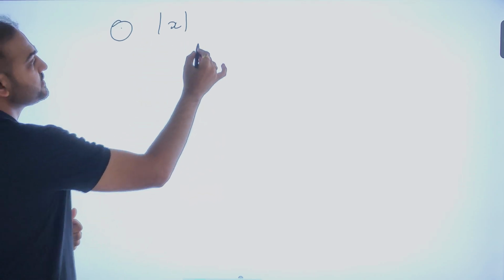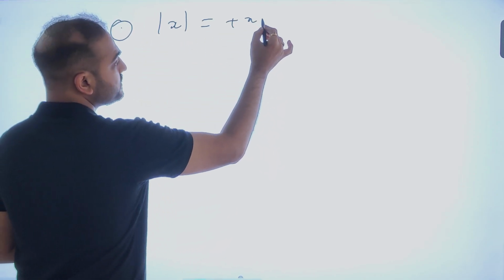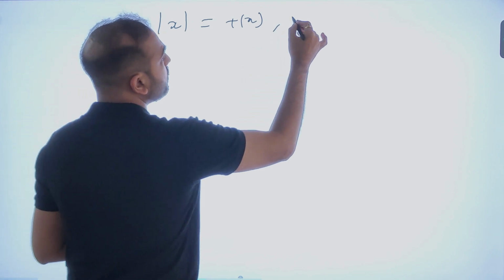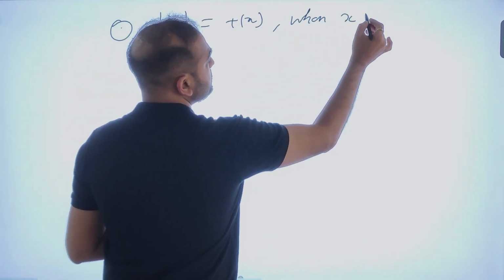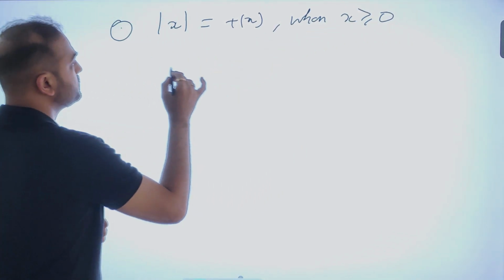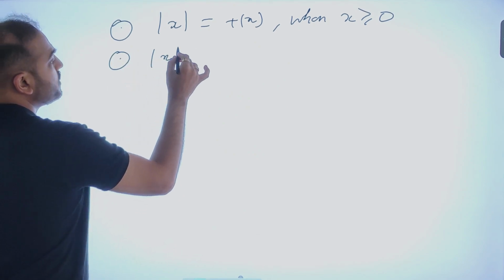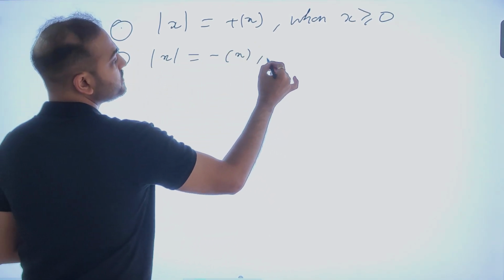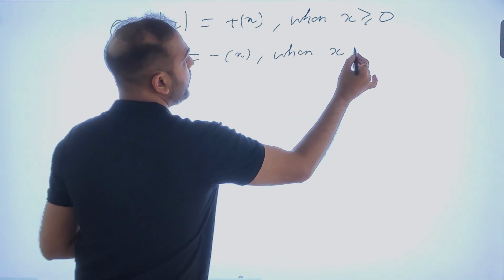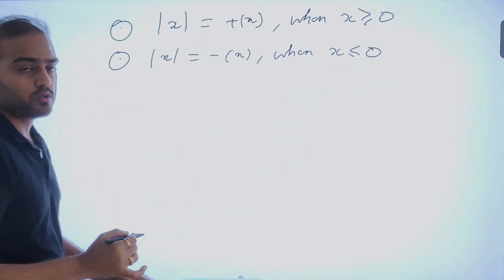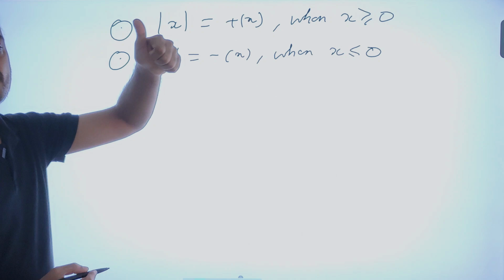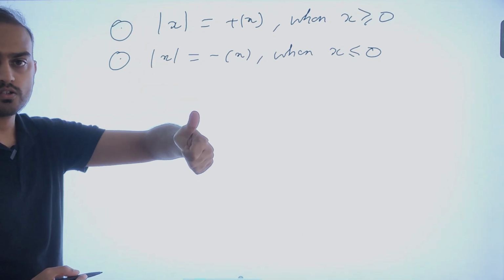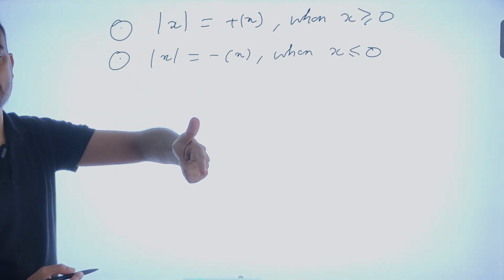Modulus x is plus x when x is greater than or equal to 0. Second, modulus x is minus x when x is less than or equal to 0. This we already know. Write the condition or verify the answer.